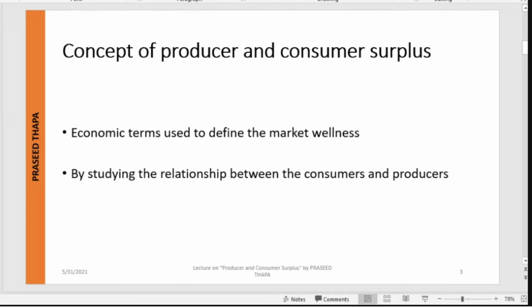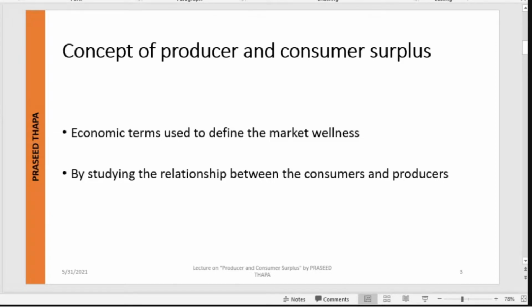the chance to ask. Okay, and now, how can we define the fairness or the wellness of any market? We can find out the wellness of the market by studying the relationship between the consumers and producers, because they are the important actors in any market. They are the ones who produce, and they are the ones who consume. So they are obviously going to be the very important actors in your market.